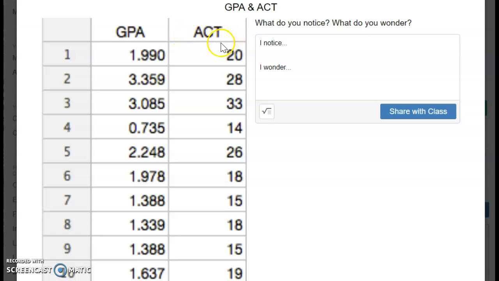Is this a student that we want to take? Is this student going to be successful at our university, and so on and so forth? So those are the things. And 1, 2, 3, 4, 5, 6, 7, 8, 9, 10. I'm not really sure what that represents, but we do have a whole lot of numbers for GPA and a whole lot of numbers for ACT. So it's up to you to figure out what you notice and what you wonder.